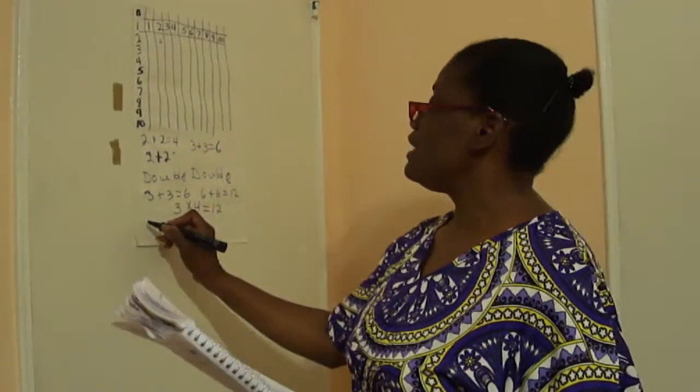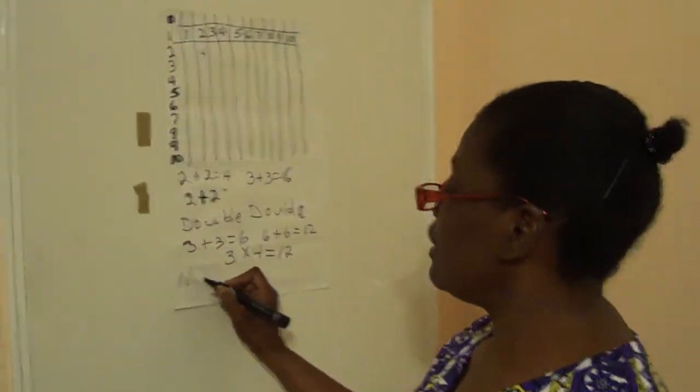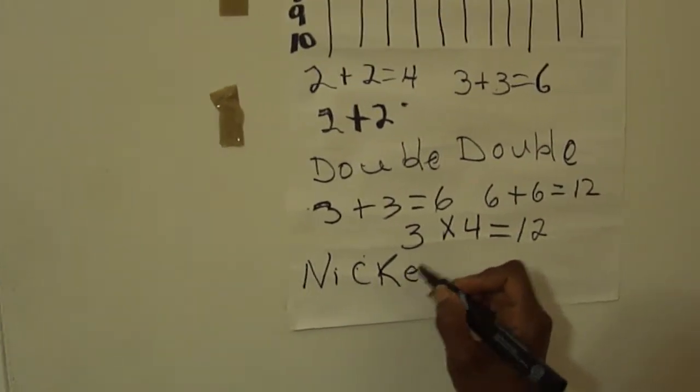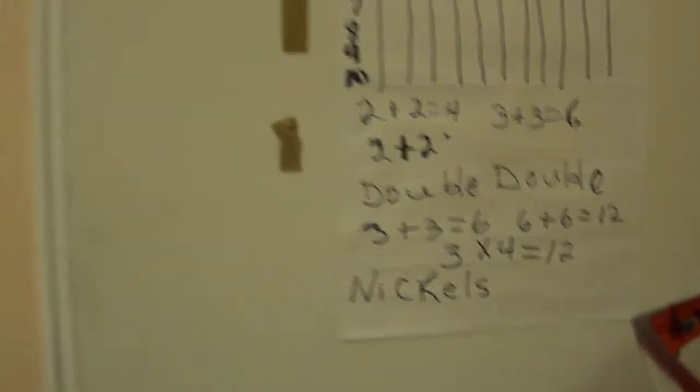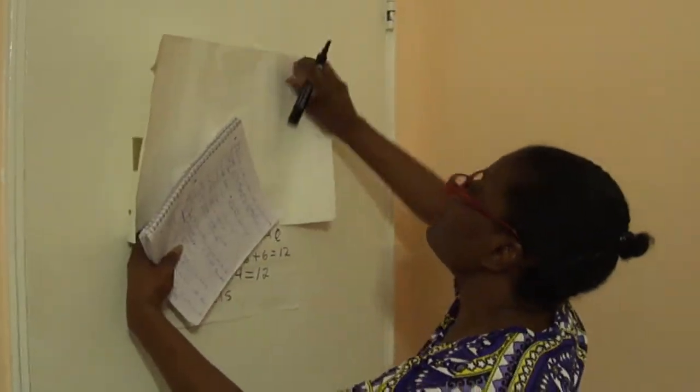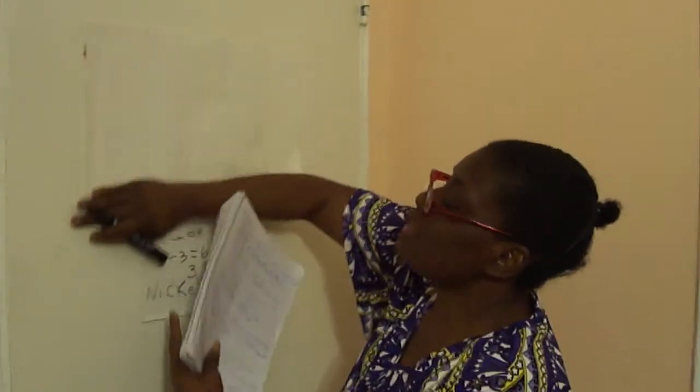Now we are going to do the table of 5. And we call the table of 5 nickels. Alright, let's see. Nickels. Why do we call it nickels? Because all of you guys know what is a nickel. Yes, you guys know what is a nickel.